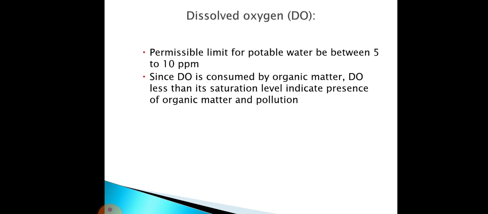The permissible limit for dissolved oxygen in potable water is 5 to 10 parts per million. Dissolved oxygen is the amount of oxygen present in dissolved state, and it is consumed by organic matter. Whenever organic matter is present in water, the dissolved oxygen will be consumed by the organic matter for decomposition. So dissolved oxygen less than its saturation level indicates the presence of organic matter and that the water is polluted.